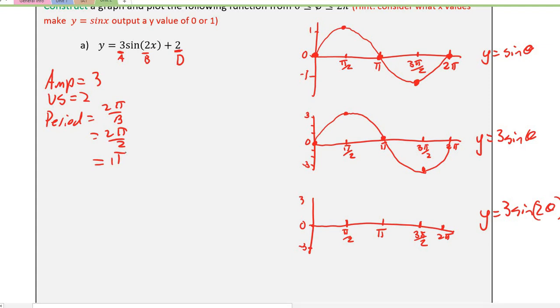So is my function still going to start at 0, 0? So I'm condensing it. So it's still going to start at 0, 0. Is my first critical point going to be at pi on 2, though?